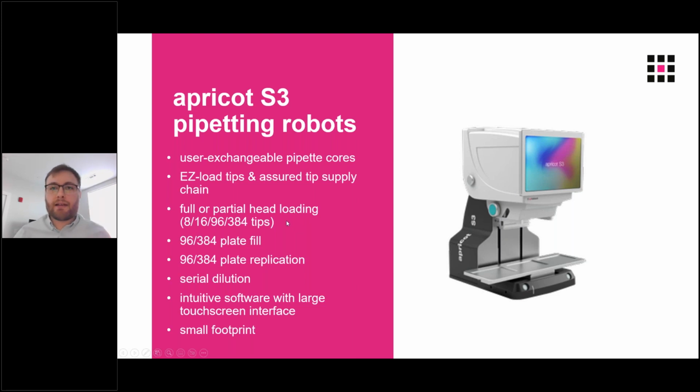Because of this, you can also partially load the head in many different arrangements and still see the same effective pipetting functions. And you can reformat between 96, 384 fill plates, empty plates, and replicate plates very easily. We also do have the option of doing serial dilution on the Mosquito with a single column, and on the Apricot with a single column. And the software is very intuitive with a large touchscreen interface, which is very friendly for new users. It also has a very small footprint, making it easy to fit into your lab space, no matter how compact it is. The next instrument I'm going to talk about is going to be the Dragonfly Crystal.